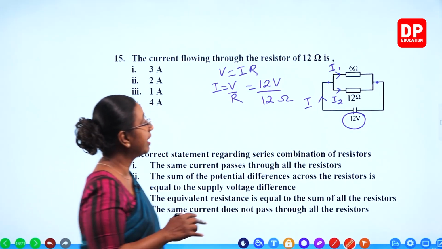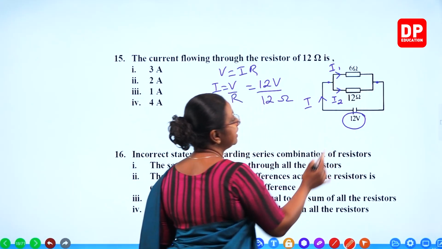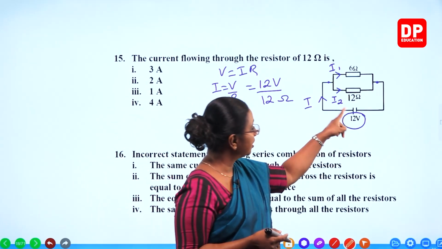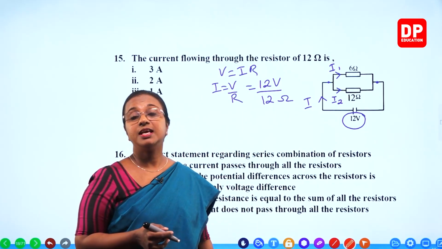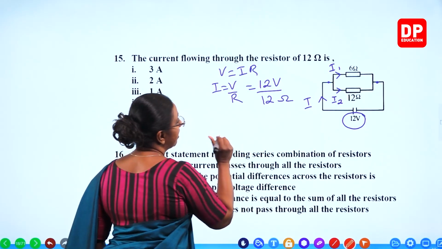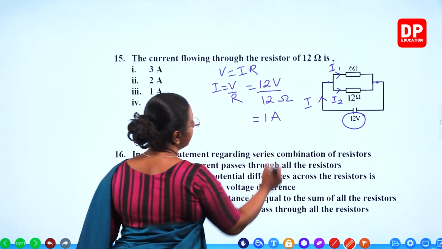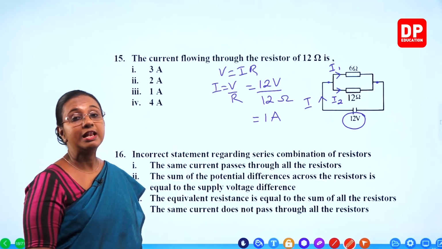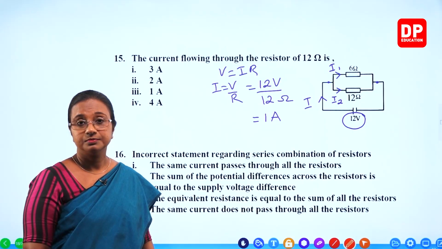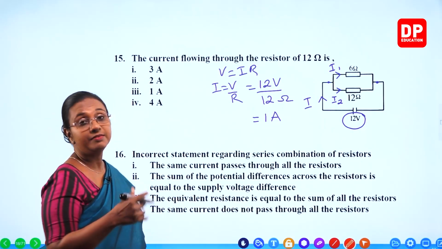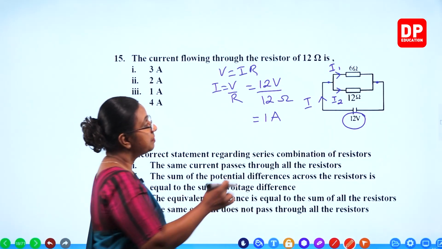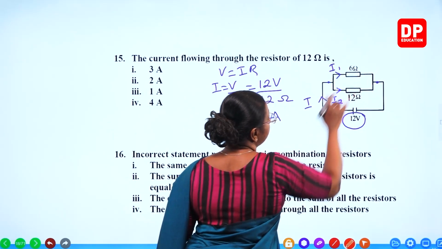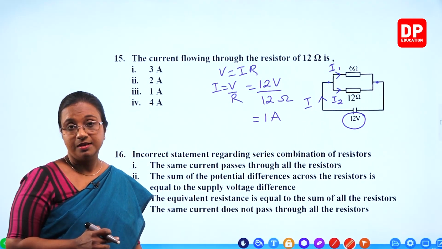Here you don't have to calculate the total current and then divide it among the resistors. You consider only that resistor, the potential difference, and use this equation. So 12 volt divided by 12 ohm, 1 ampere. That is the current flowing through the resistor 12 ohms. So the total current will be greater than that because part of that current only is 1 ampere. There will be more current flowing through the 6 ohm resistor.